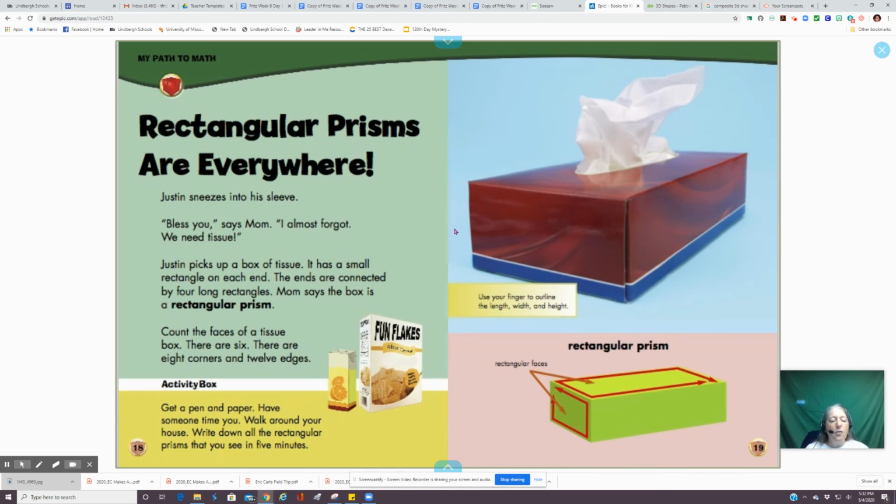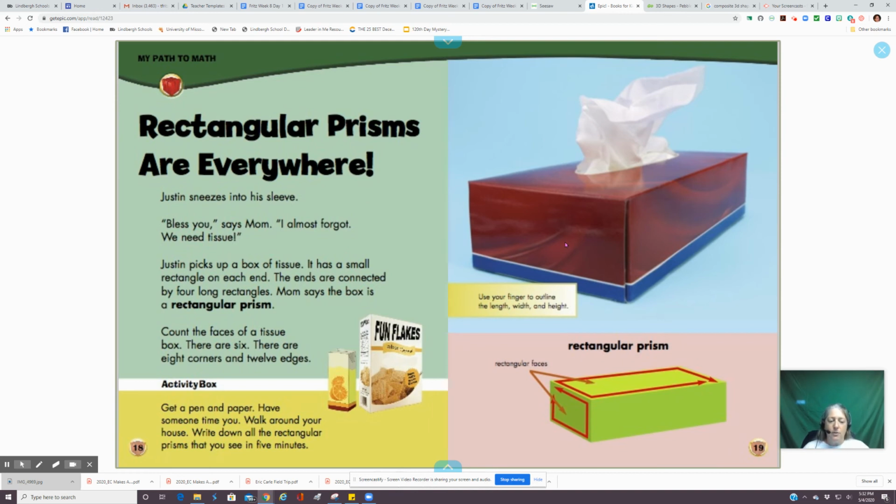It has a small rectangle on each end. So here's the small one. The ends are connected by 4 long rectangles. So the example we looked at earlier had a square on each end, but if you stretch the square out, it could be a rectangle, just as long as it's not the same length as the other ones, or all the same size, I guess.